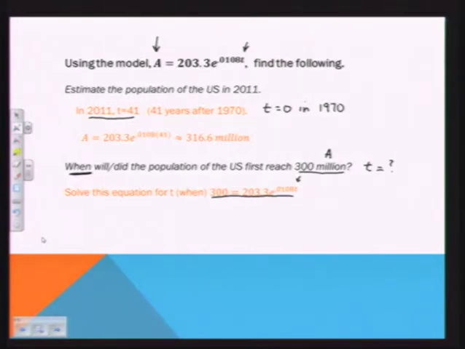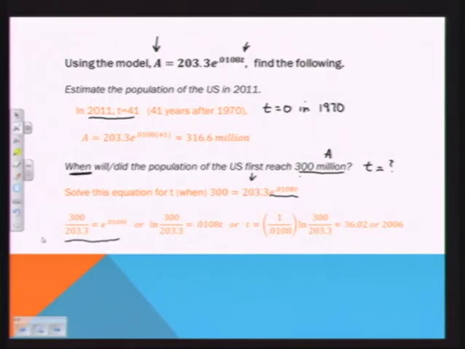Well, we need to isolate the expression that involves our exponent, and that expression is e to the 0.0108t. So that means I need to get rid of this 203.3. And I will do that since I'm multiplying by dividing both sides by 203.3. And in that case, we get 300 over 203.3 is e to the 0.0108t.